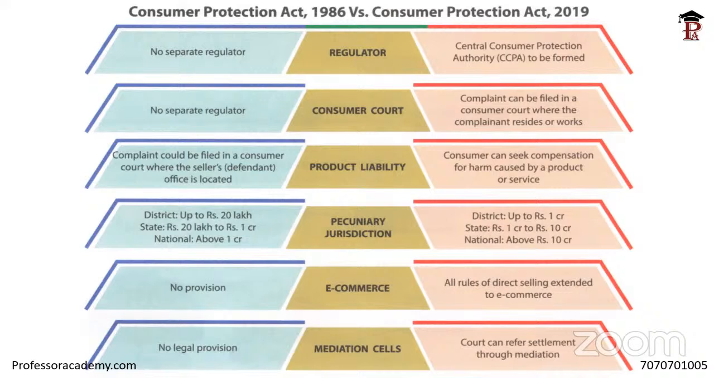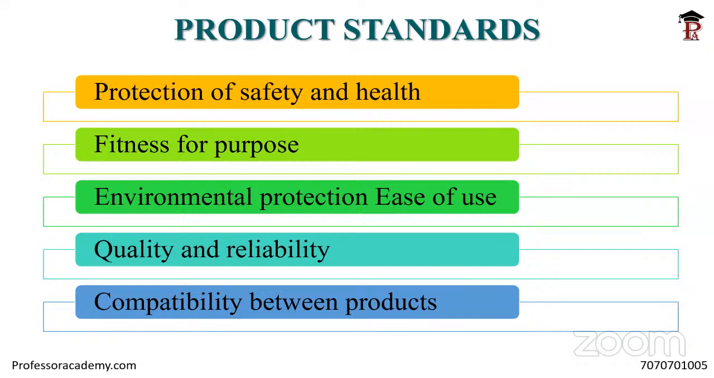People are getting benefited by it when you sue the company. To protect their image, they pay you for that. They settle the case. Then we have product standards. Product standards are very important for the protection of the safety and health of our consumers. Then fitness for purpose, it should be fit for us. Environmental protection and ease of use: it should be easy to use for the consumer, and it should protect our environment. The quality and reliability of the product should be up to the mark.